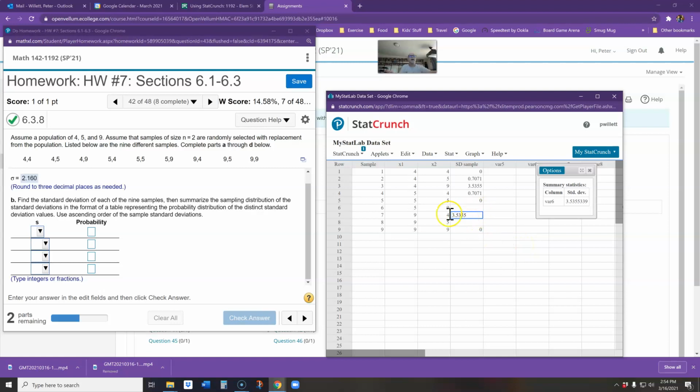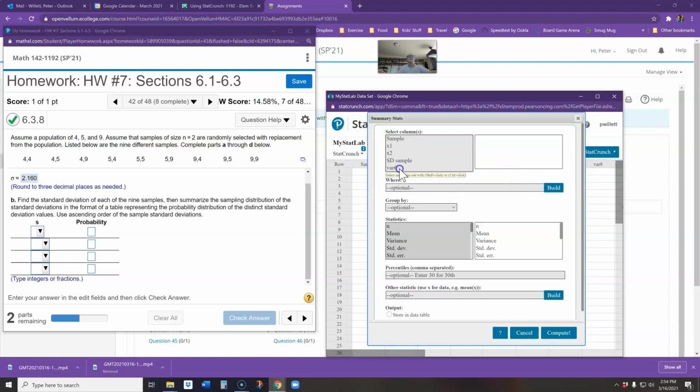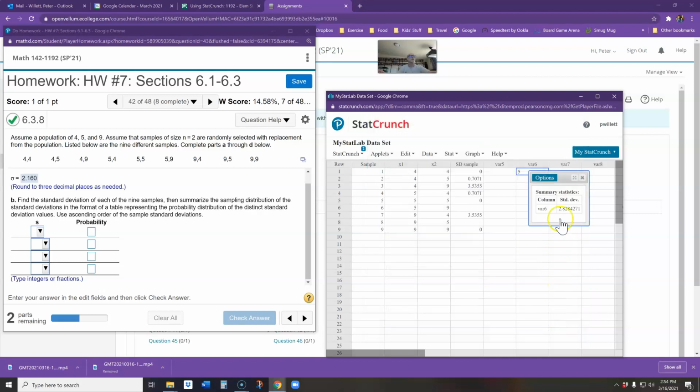And then lastly, I have a couple, 5, 9 and 9, 5, that were 4 apart. So that'll make it a little different. I'm going to change the 4 to a 5 here. Go to Stat, Summary Stats, Columns. Pick number 6, Standard Deviation. And now I get a standard deviation of 2 point something.